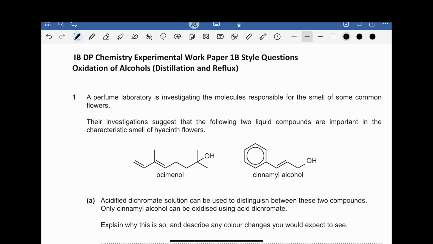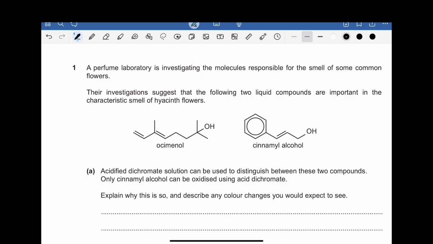Distillation and reflux. Question 1. A perfume laboratory is investigating the molecules responsible for the smell of some common flowers. The investigation suggests that the following two liquid compounds are important in the characteristic smell of hyacinth flowers. We have been given two molecules, cinnamol, and the other one is cinnamyl alcohol.